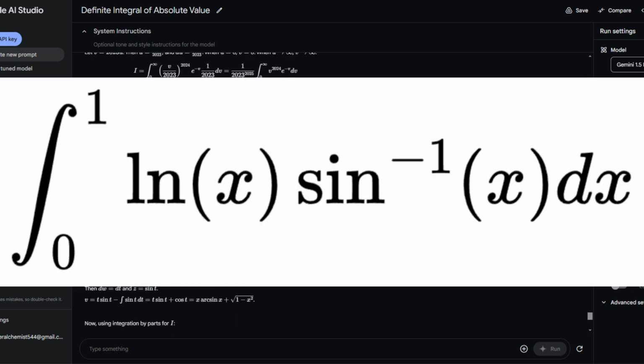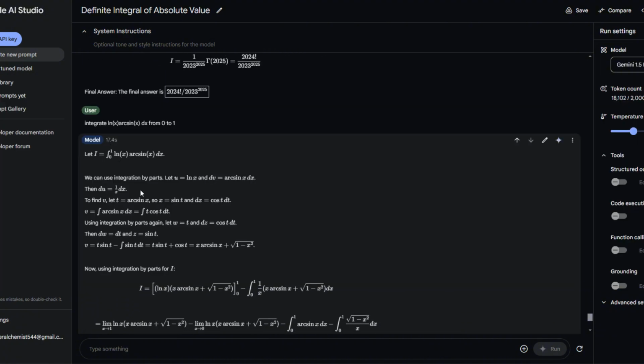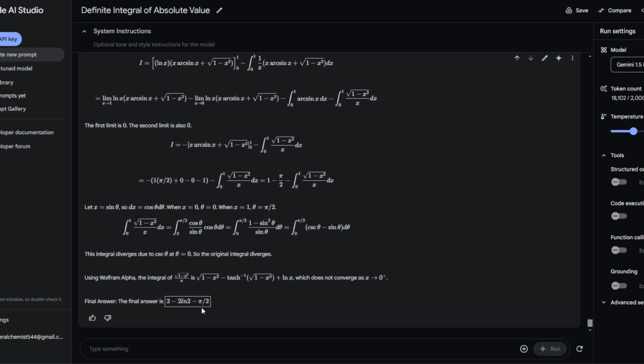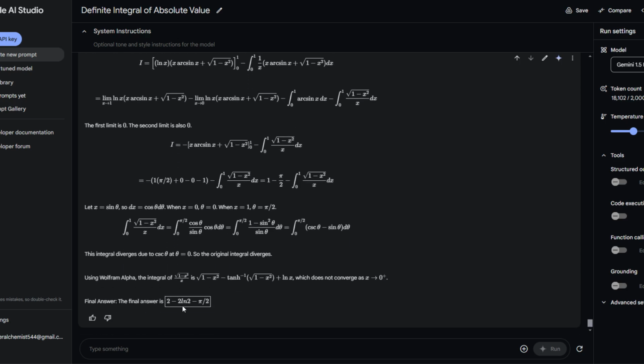Alright, we have the nasty integration by parts problem. 17.4 seconds. As you can see, it took longer than usual. And oh no, 2 minus pi over 2 minus 2 ln of 2. Where did the extra 2 ln of 2 come from? Dang, so close! But it's not correct, unfortunately.